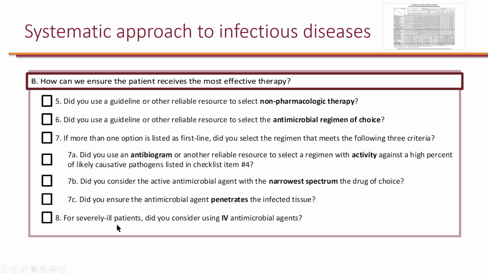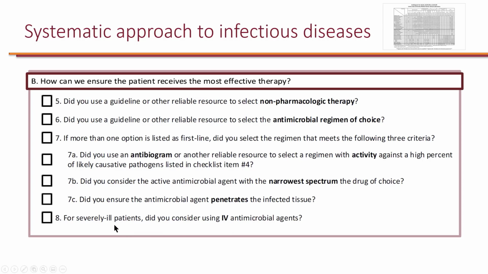And then the next question is, for severely ill patients, did you consider using IV antimicrobial agents? This has to do with whether you should use oral agents or injectable agents. And in general, when people are severely ill, you want to start IV first for several reasons. One reason is that it takes time for oral antibiotics to be absorbed. So you don't want to delay the action of antibiotics because you're waiting for absorption. Second reason is, when people are severely ill, they are likely nauseated and vomiting. So you don't want to lose the antibiotics that you gave orally because of that.